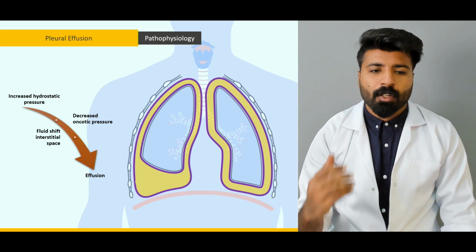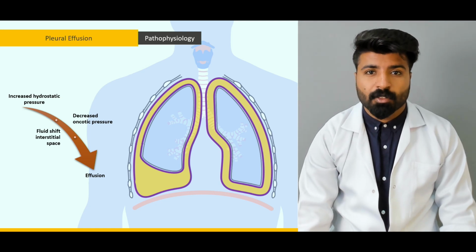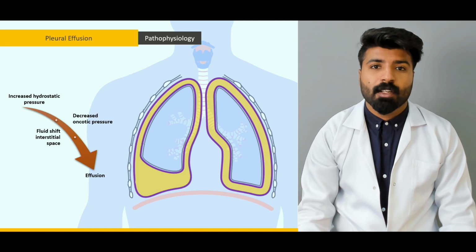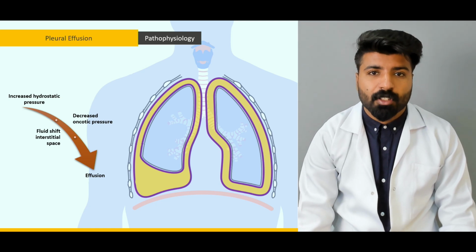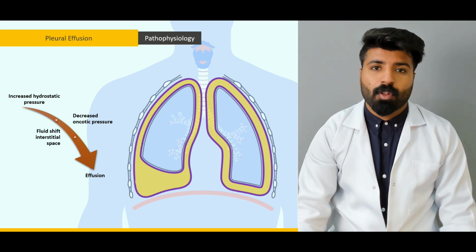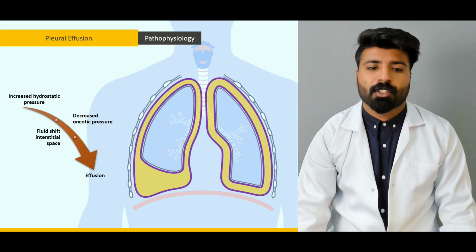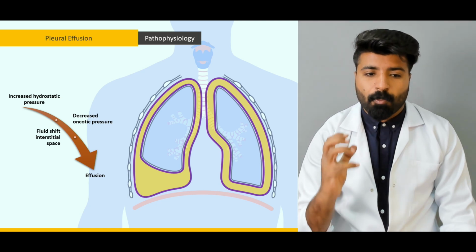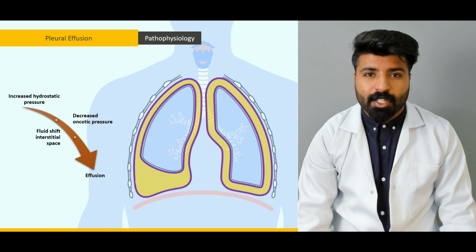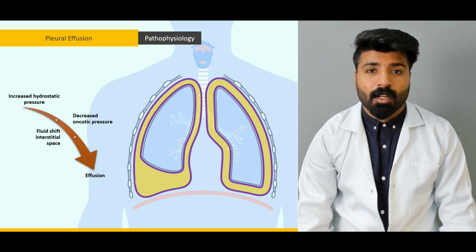In the next condition, increased capillary hydrostatic pressure can cause pleural effusion. Write it down. Increased capillary hydrostatic pressure can even lead to it. Fluid will leak and you know the rest of the process. So, increased capillary hydrostatic pressure. Next, the point is decreased lymphatic drainage. Decreased lymphatic drainage will cause pleural effusion.